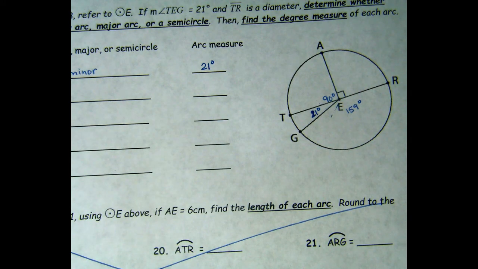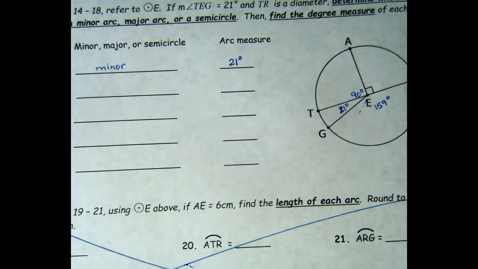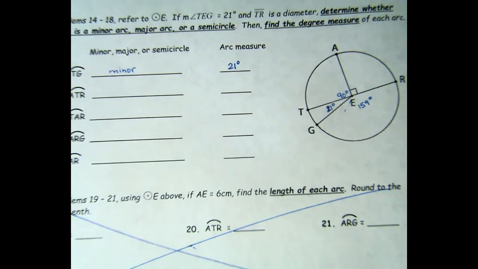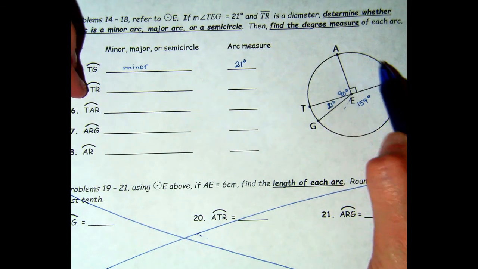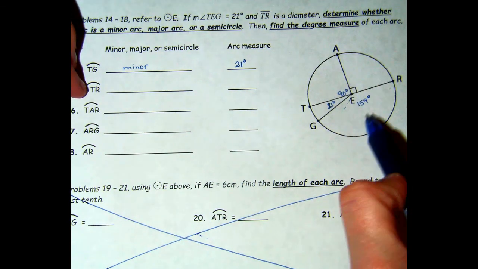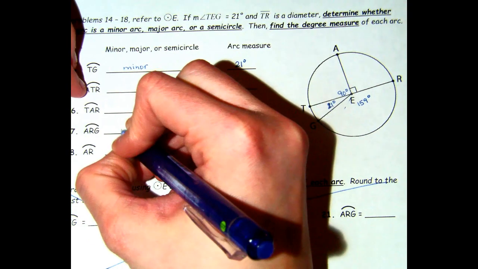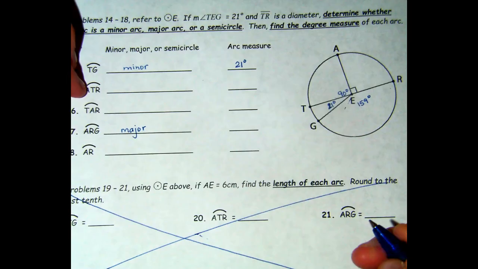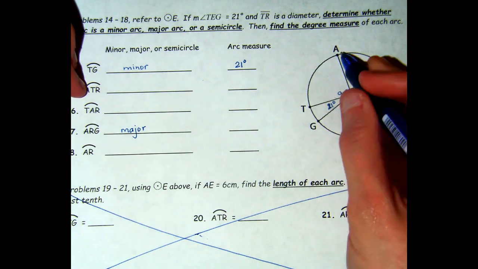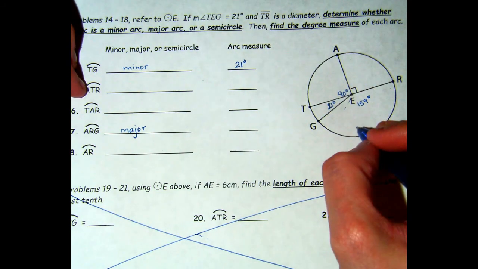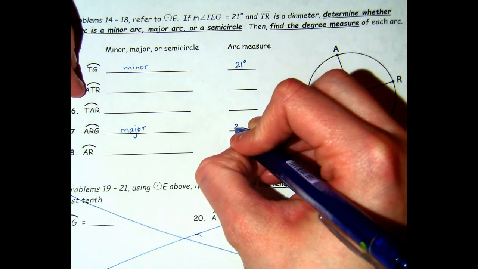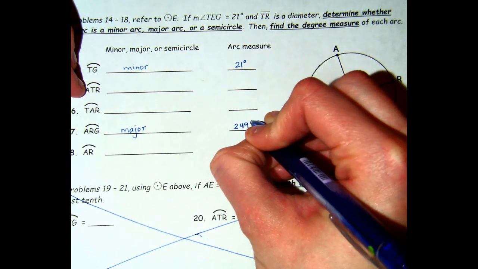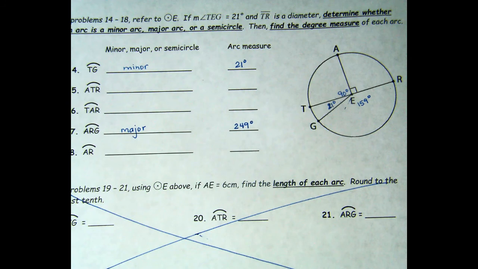Let's skip down and talk about 17. 17 says ARG. Go in the order, ARG. Is that a major or minor or a semicircle? Definitely a major arc. How do I find the degrees of ARG? 90 plus 159, which is 249. That is how you are going to do the entire back.